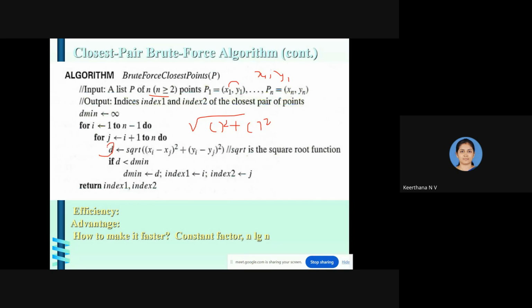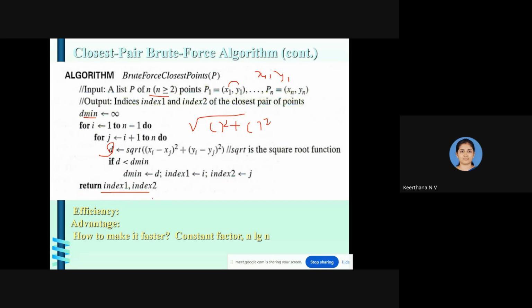If that distance is less than the mentioned distance, then these 2 points are said to be the closest points. Then you will return the points that are closest to each other. So that will be your output from this algorithm.